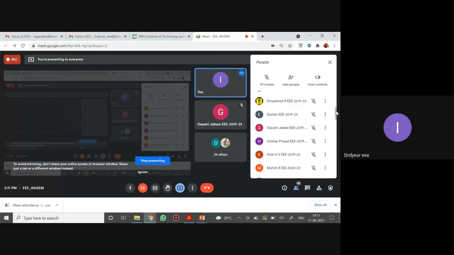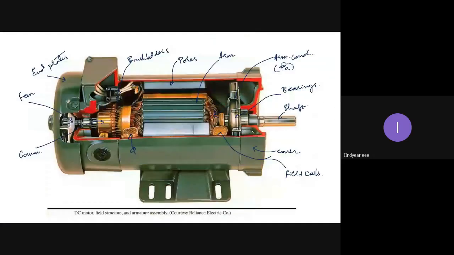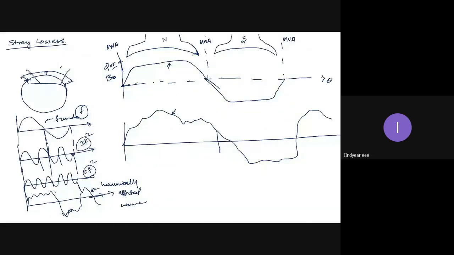So as a result of this, what will happen? Because of the presence of leakage flux in the armature conductor. Now observe carefully what leakage flux in the conductors means. This is the field which is creating the main flux, right? This is the armature. I will take only one conductor. This is the armature conductor which is carrying current and creating flux.